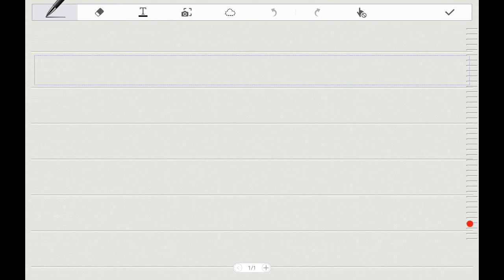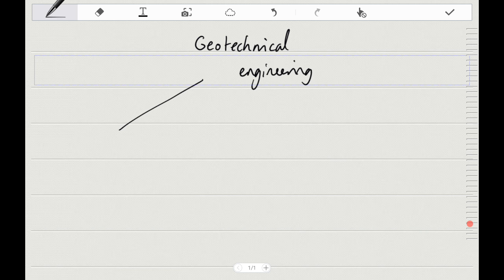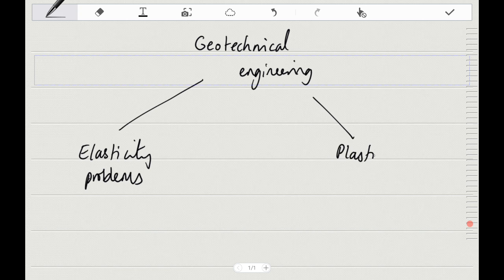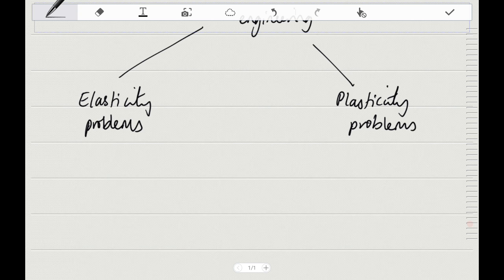Okay, so within geotechnical engineering, problems can be divided into two types. You get one problem, which are called elasticity problems, and you get problems in the form of plasticity. So, plasticity problems. Now, what do we mean by elasticity problems?